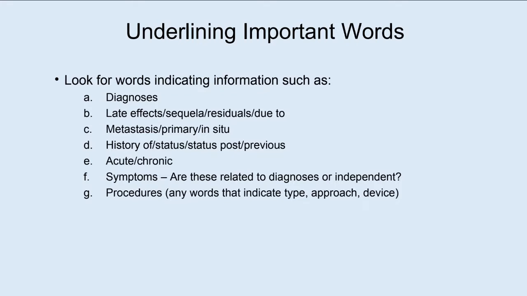And for procedures, underline any words that indicate type, approach, or device. Now, your next question is, how do you know what you'll need to select the code, particularly if you're a beginner? Well, this comes from practice. As you become more familiar with how the codes and the guidelines are put together, you'll be more familiar with what information you will need, and you'll know more what to underline. Now, underline the words needed if possible. If you're taking a test online, be sure to have scratch paper next to you to jot down the words needed. You don't want to have to keep reading this case over and over again.